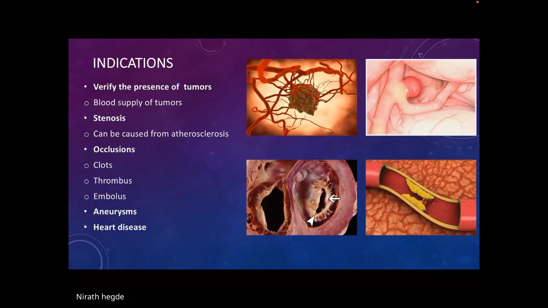What are the indications? You want to look for tumors, you want to look for stenosis, you can look for clots or blocks, you can look for aneurysm, that is dilatation of the artery, and we saw about berry aneurysm, which runs in families, which is a dreadful condition. Then we can look for heart diseases.